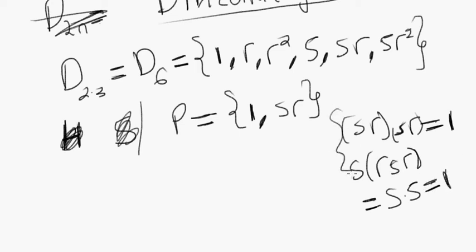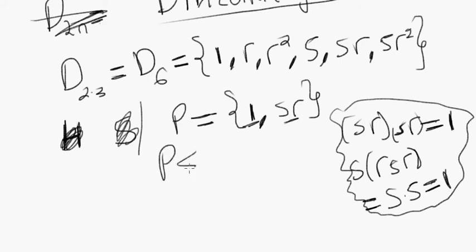But again, these are some of the principal identities of the dihedral group. But P is a subgroup of D6, and it's pretty clear, the identity is there, it's closed, etc. Please do verify that P is actually a subgroup of D6.